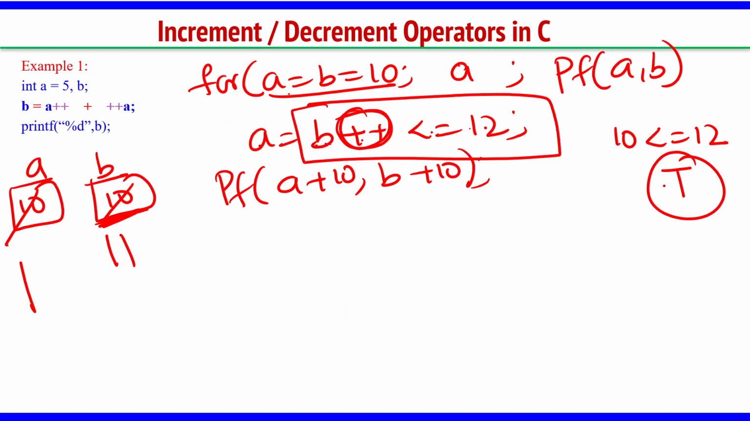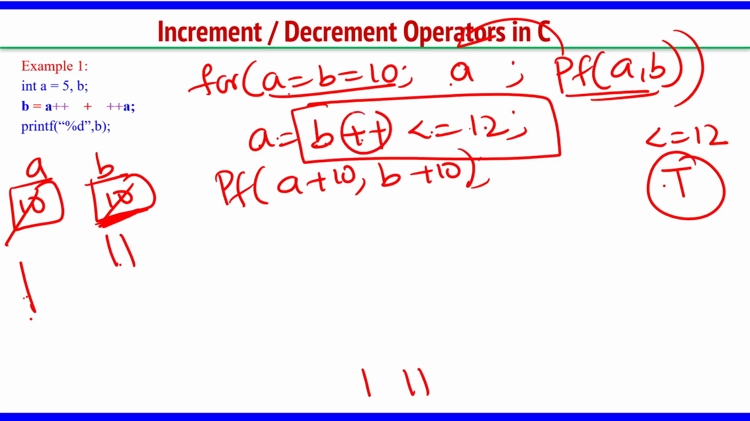After this statement is done, I have to go to the increment-decrement part. What is there? printf A, B. What is the current value of A? 1. Current value of B, 11. So the output will be 1, 11. Then come back to the condition A. A is 1, non-zero, true, come inside. Again B++ less than or equal to 12.